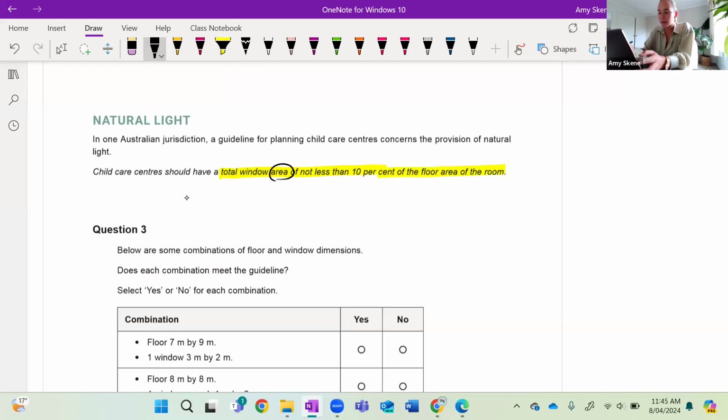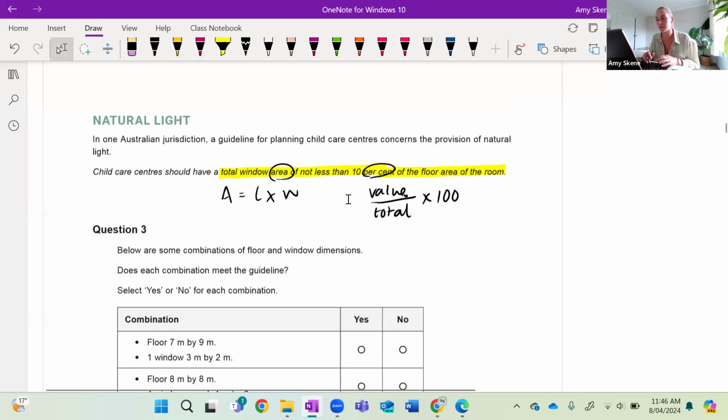Now, area indicates to me that we're going to have to calculate. Area is the length by the width. And to find percent, not less than 10%, so it can't be less than 10%, it has to be more. To be able to calculate percentage, we're going to need the value over the total multiplied by 100 to get the percentage.